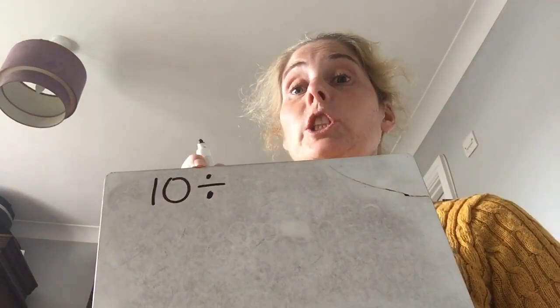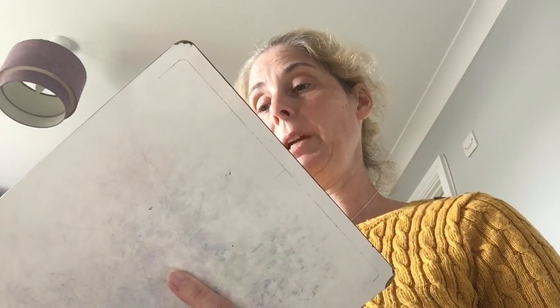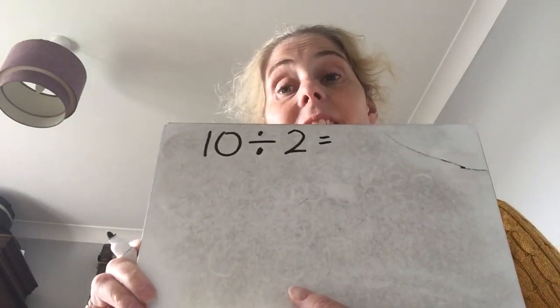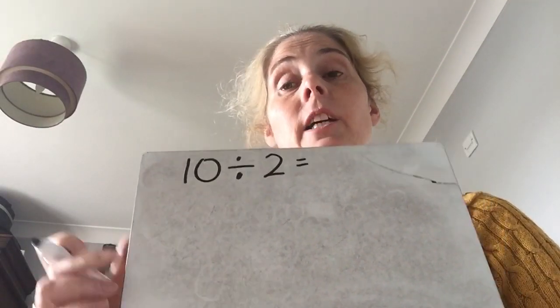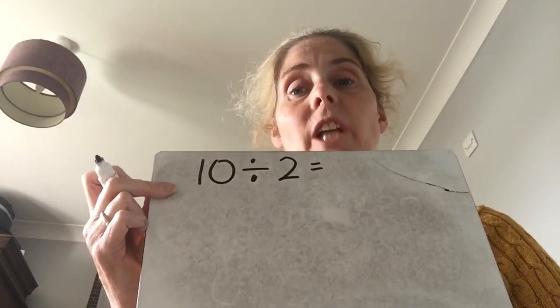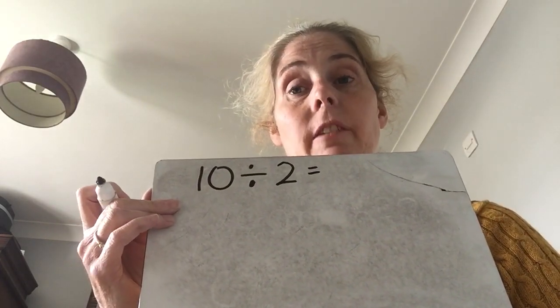So if I had 10 of something and I was dividing or sharing it between 2 people, how many would they get each? Okay, so to work this out, some of you might be able to do it without doing the sharing, but I would like you to show me how to do it with the sharing.